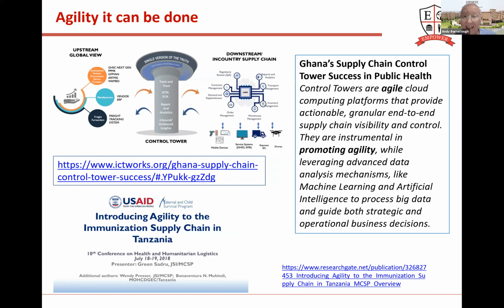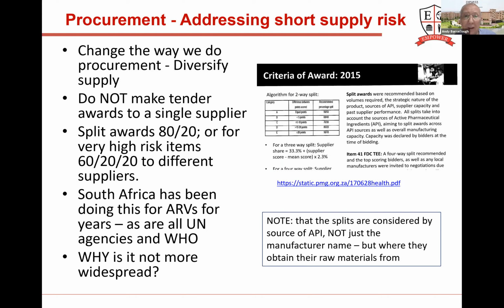How do we make the systems more resilient? We can do split tender awards. South Africa's been doing it since 2015. Yet how many countries are doing split awards? Typically 80-20. It's just the lowest price takes all. Lowest price on the tender, 100% commodity award. That's not resilient. That's high risk. If we use a risk management approach to identify the high risk products, then we can look at a split award. That's how we bring resilience.